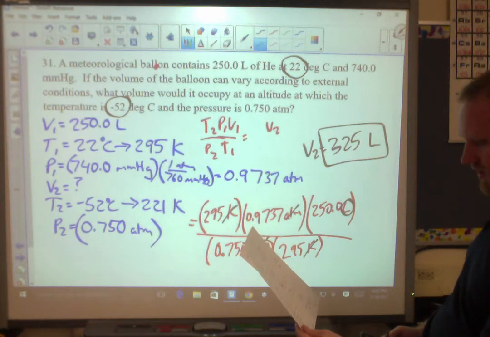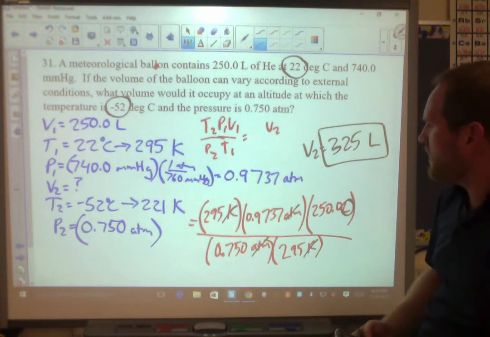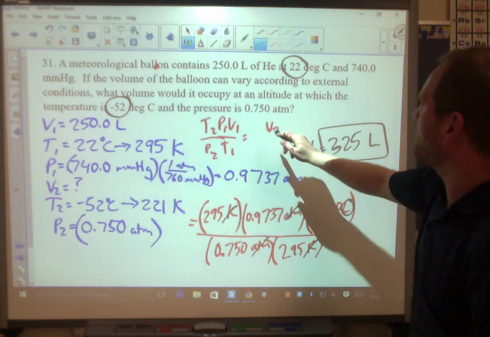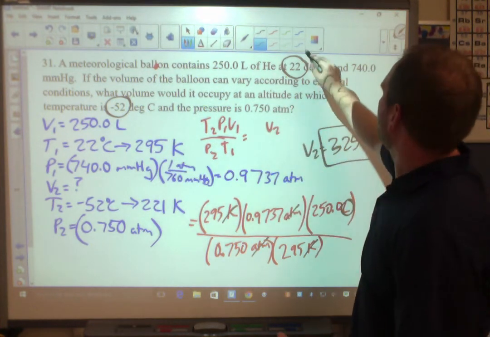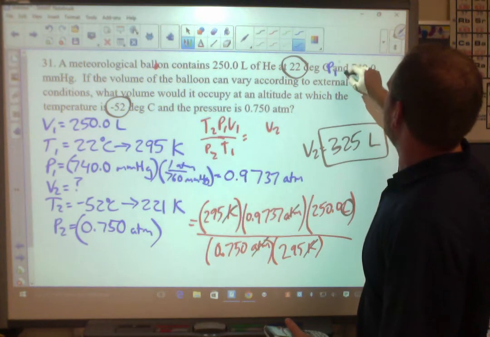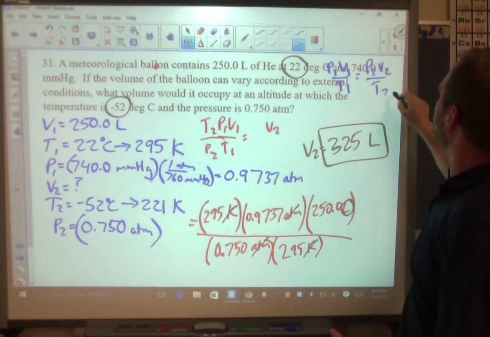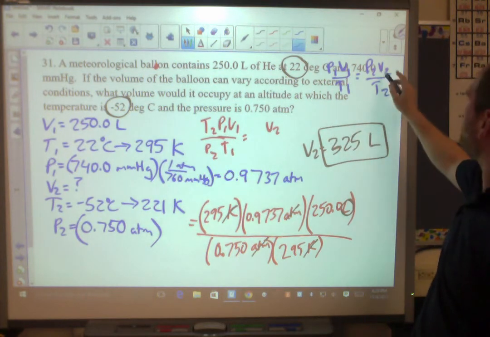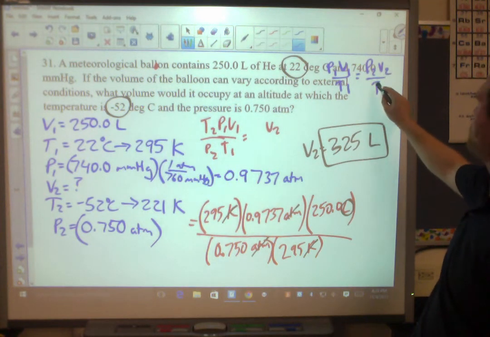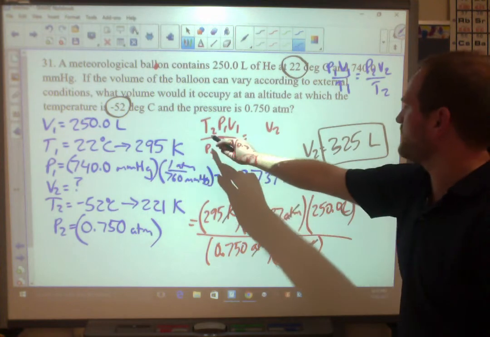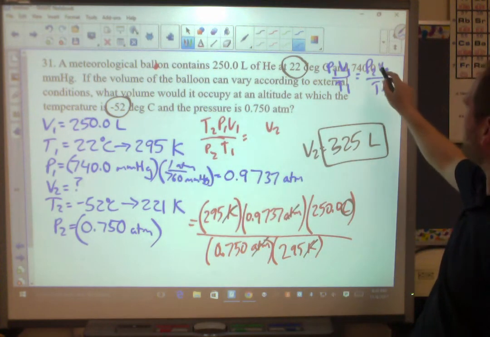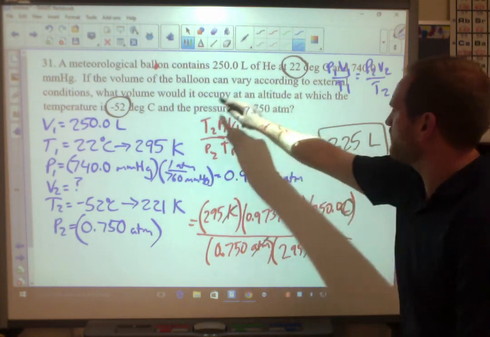I either mess up my answer key or I mess this up. Let's see. First of all, let's see if I rearranged correctly. So P1 V1 over T1 equals P2 V2 over T2. V2 is what I'm trying to isolate, so T2 P1 V1, divided by T1 P2. Okay, so the formula is correct.